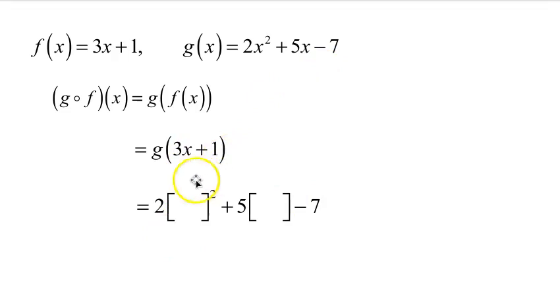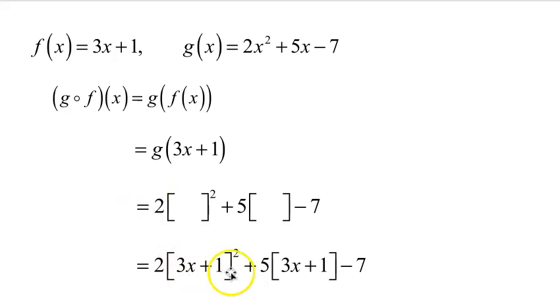What are we plugging in? 3x plus 1, 3x plus 1. So we'll get 2 times 3x plus 1 squared plus 5 times 3x plus 1 minus 7. Now be careful with 3x plus 1 squared. That's 3x plus 1 times 3x plus 1. 9x squared plus 6x plus 1. Don't ignore those middle terms.